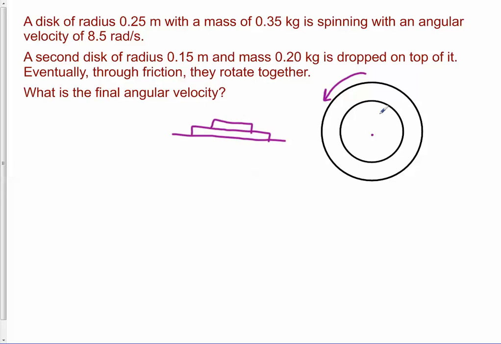And the second one was not rotating when we dropped it on top, but eventually, because of some friction between them, they will start rotating together. At first there'll maybe be some slippage between them, but eventually they'll come together and rotate as one. Friction will keep them rotating together. So how fast will it be rotating after all that has happened? I mean, essentially, this is a rotational version of a collision.